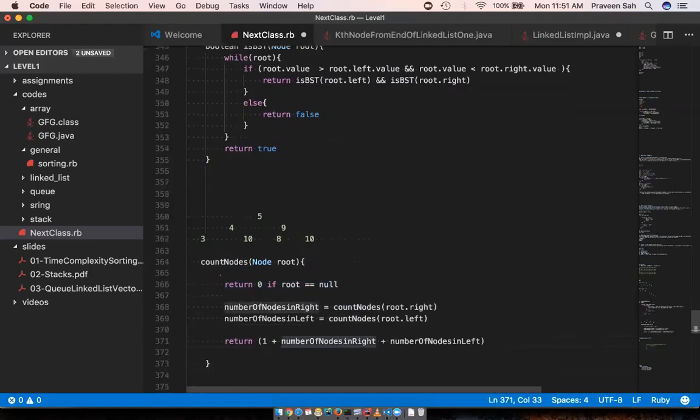We are doing this. We can return 1 plus this, correct? And now I will try to optimize the number of lines of code that are not needed, just to make it look small.